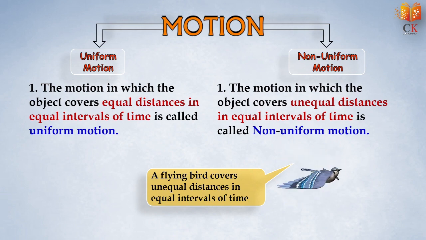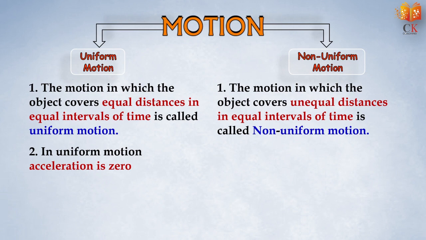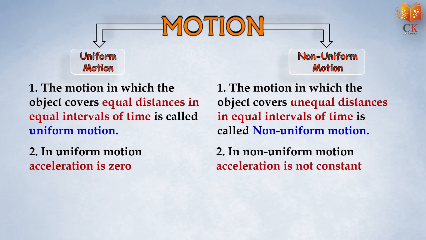In a uniform motion, we'll keep in our mind that in the case of uniform motion, acceleration is 0. What is acceleration? We are going to define it in the upcoming lectures. So in a uniform motion, the acceleration is 0, whereas in a non-uniform motion, the acceleration is constant.